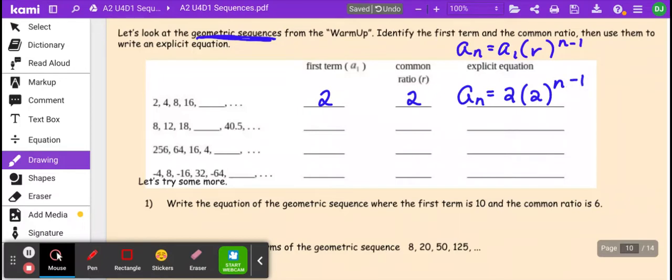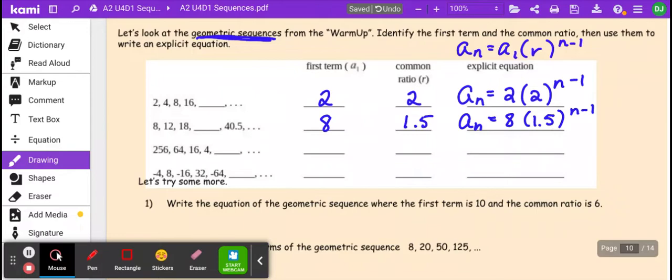Okay, let's look at the next one. The first term is 8. And again, if you forgot what the common ratio is, you can just do 18 divided by 12 or 12 divided by 8. It's 1.5. So using my formula, a sub n. So for any term I want, I would simply do 8 times the common ratio of 1.5 to that term minus 1.